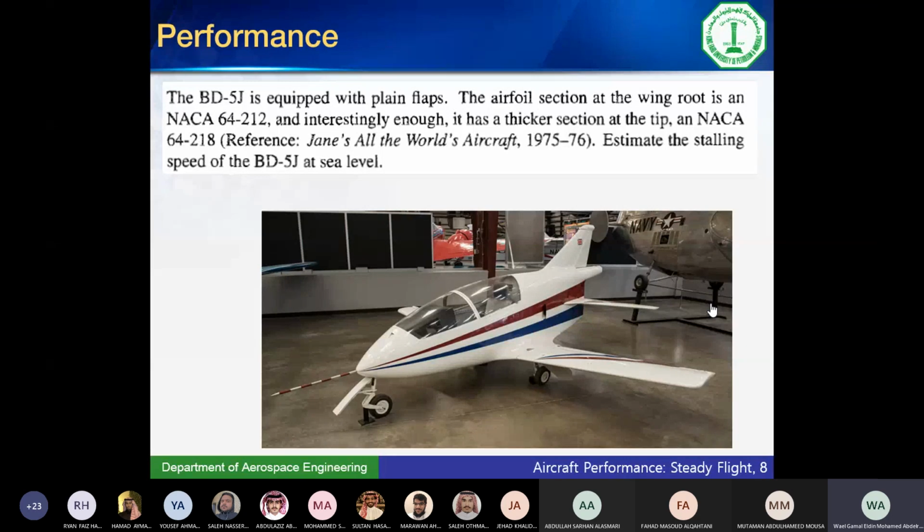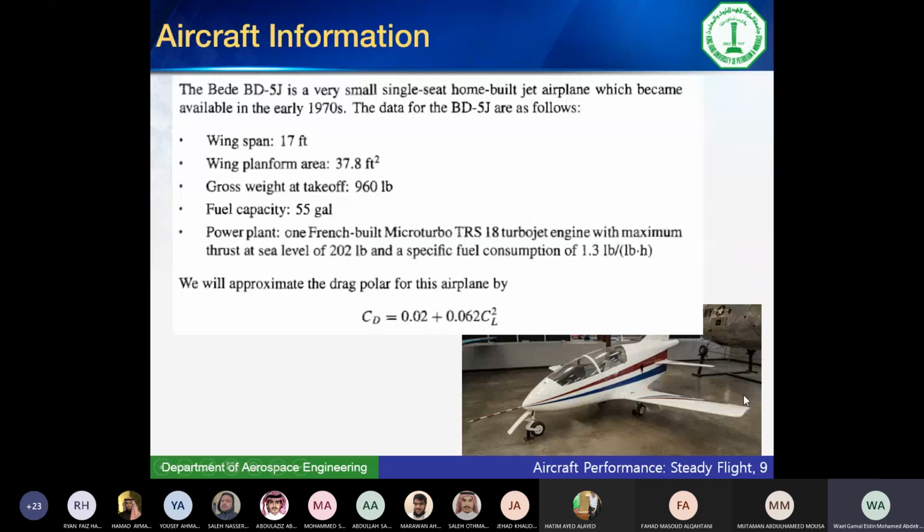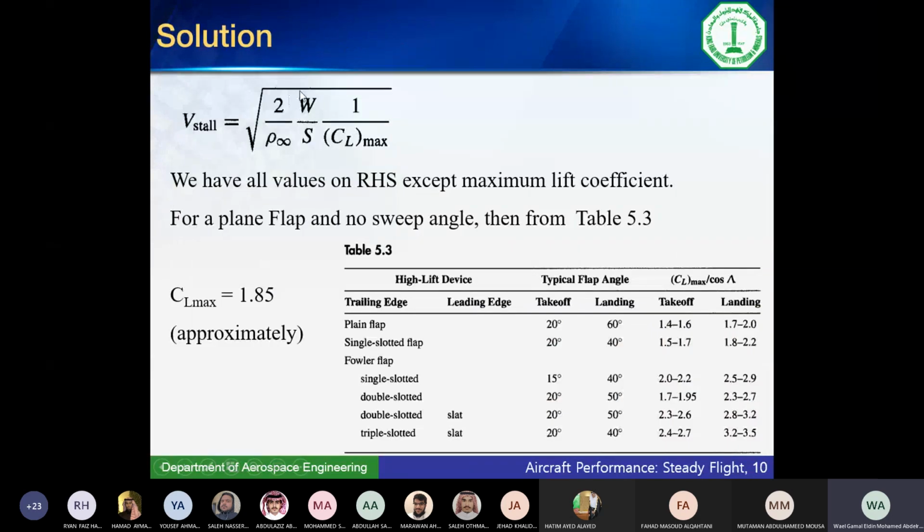We need the weight. Yes. What else? What type of equation? How are you going to get it? The equation is 2W over rho S CL max, under the root. Good. Okay. So we will start by writing our equation. The equation that we need, the square root of 2W over rho S CL max.